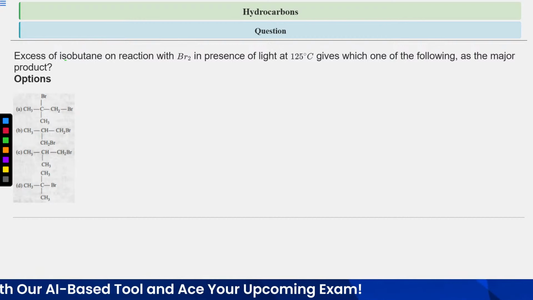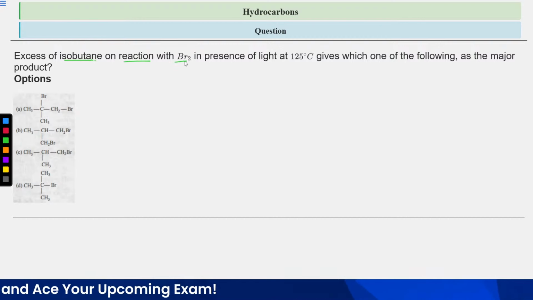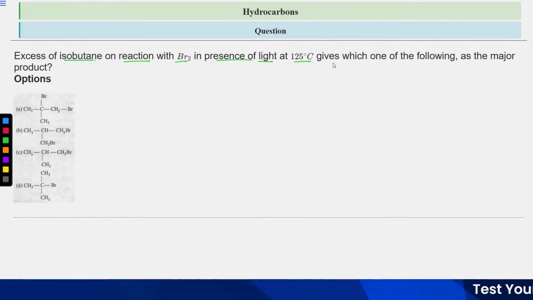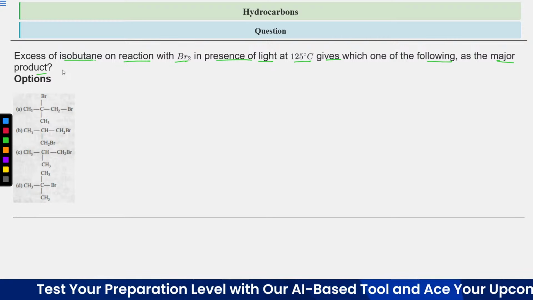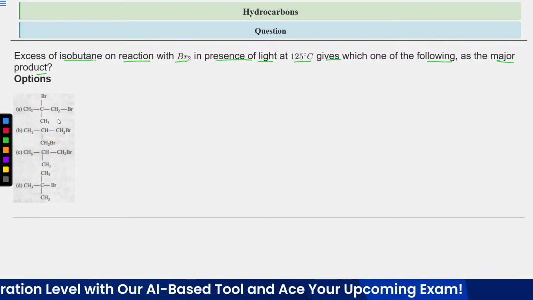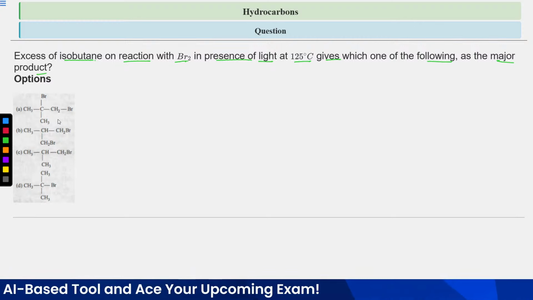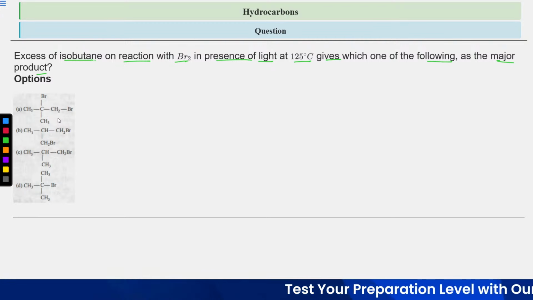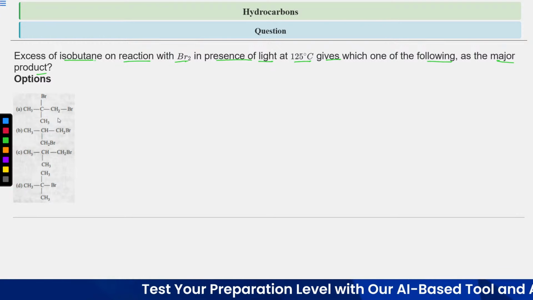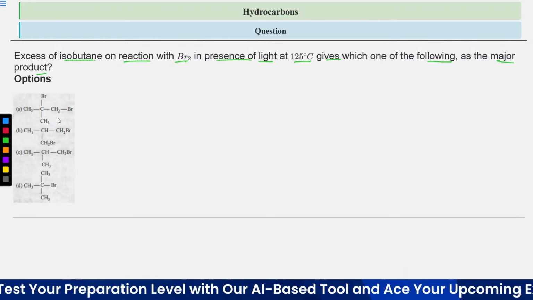Excess of isobutane on reaction with the bromine molecule in presence of light at 125 degrees Celsius gives which one of the following as major product? So we have described a reaction here in the question: when you take isobutane in excess and react it with the bromine molecule in presence of light at 125 degrees Celsius, these are the conditions of the reaction. You have to tell from the given options which one will be formed as a major product.